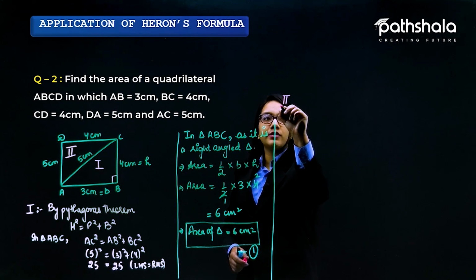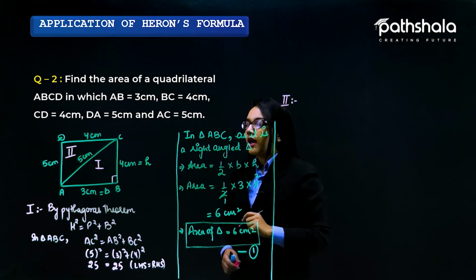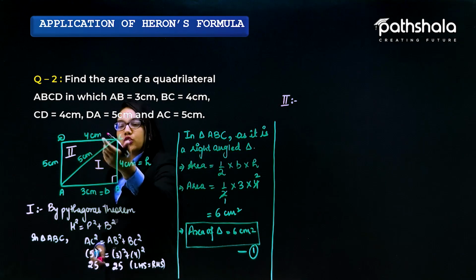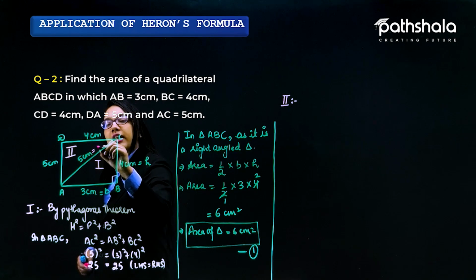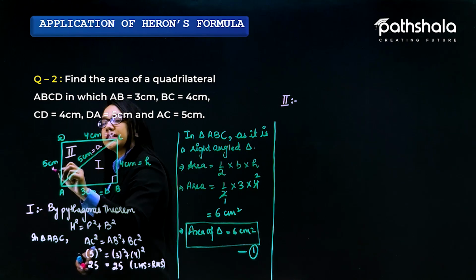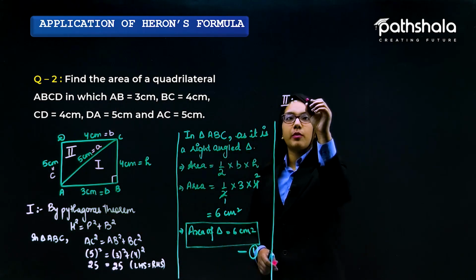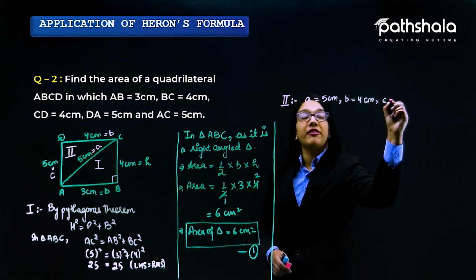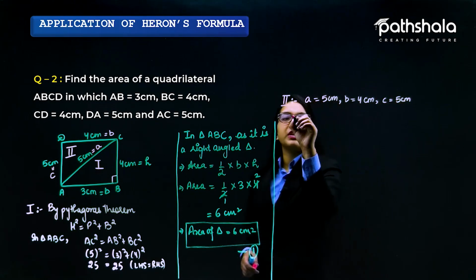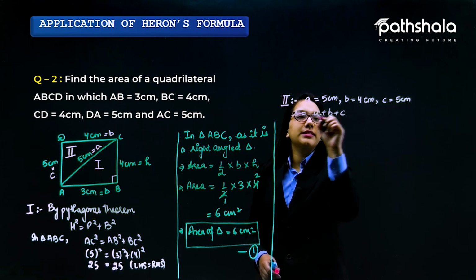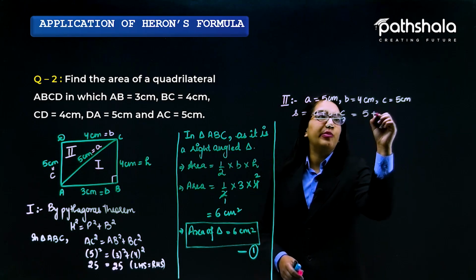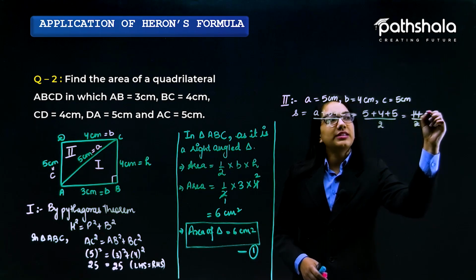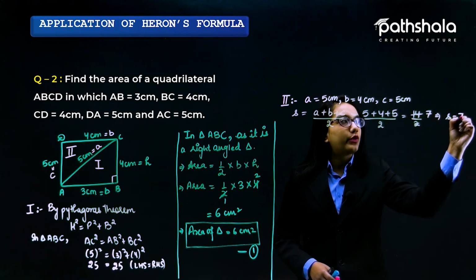For the second triangle, we have the triangle with sides 5, 5 and 4. Let us suppose I'm taking this one as A, this one as B, and this one as C. A is 5 centimeter, B is 4 centimeter, C is 5 centimeter. So let's find the semi-perimeter. Semi-perimeter is A plus B plus C divided by 2. The value of A is 5, B is 4, and C is 5, so this is 14 by 2, which is 7. It means the semi-perimeter comes out to be 7.